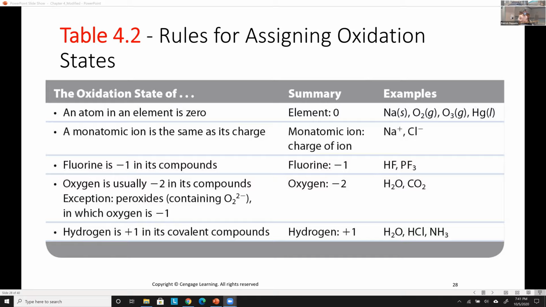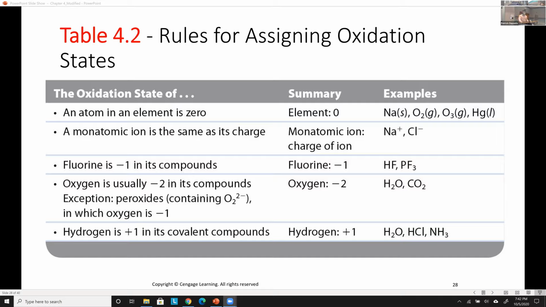Elemental forms include things that are in their solid form, like solid iron, solid sodium, solid any metal, magnesium. It could include diatomic or triatomic gases in their elemental form, like O2 and O3, N2, H2, things like that. Those are considered in their elemental form. It also includes liquids, like mercury, the only element that is a liquid at room temperature. So that would have a 0 charge, a 0 oxidation state.